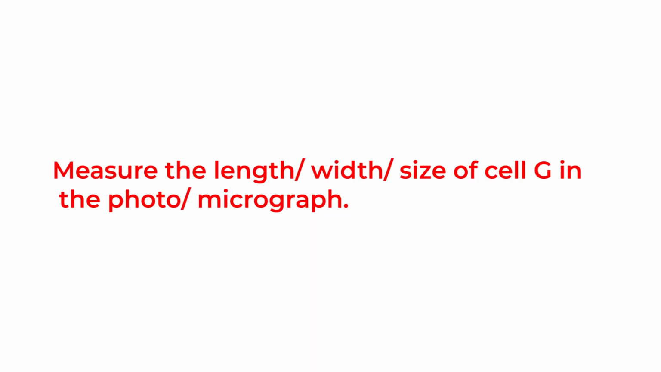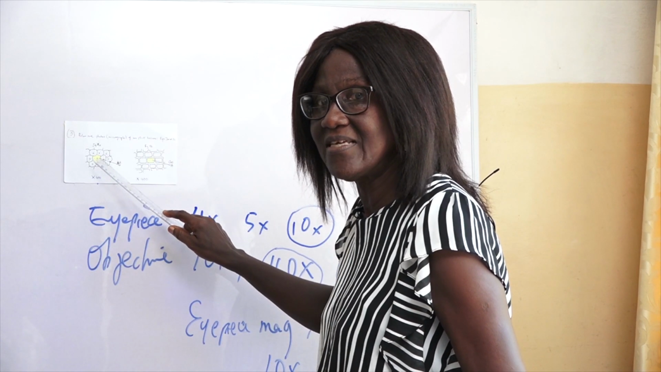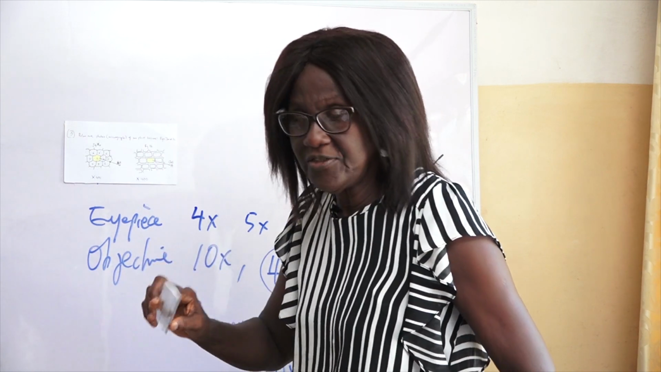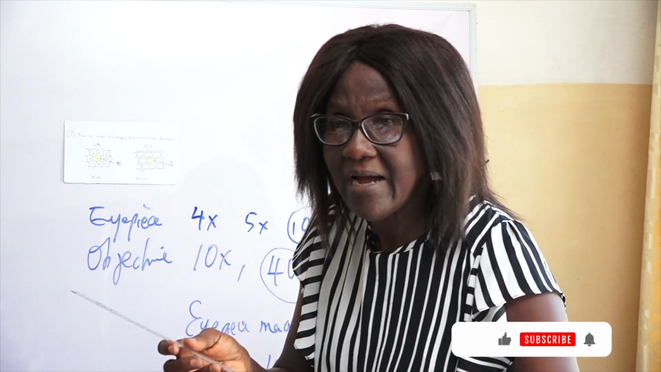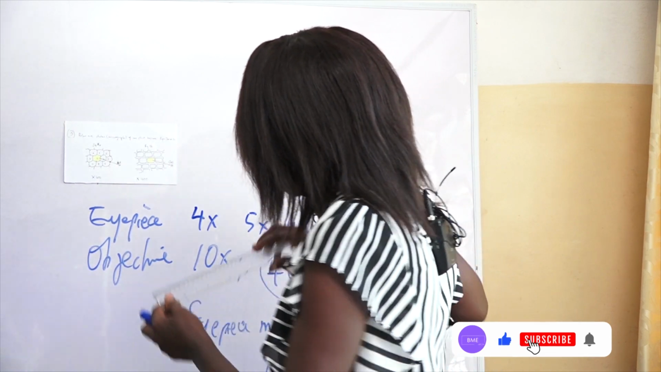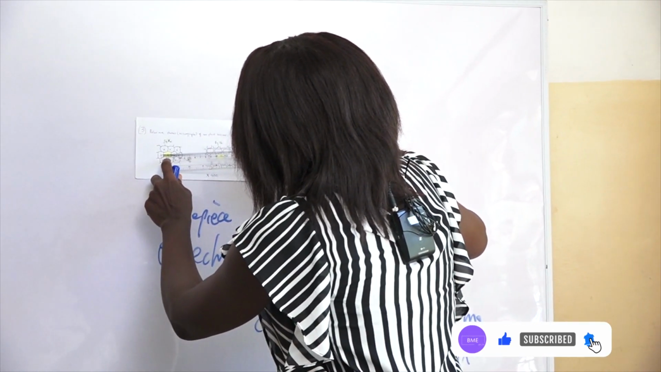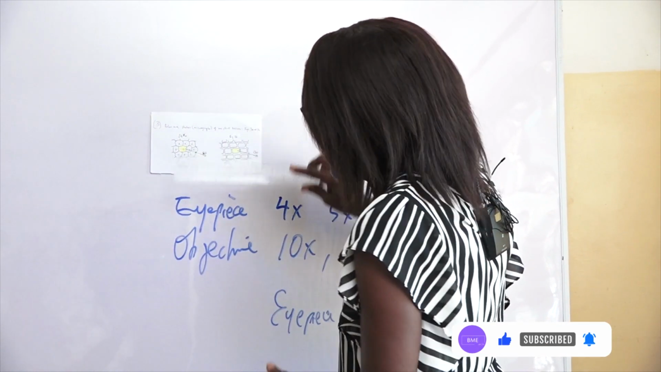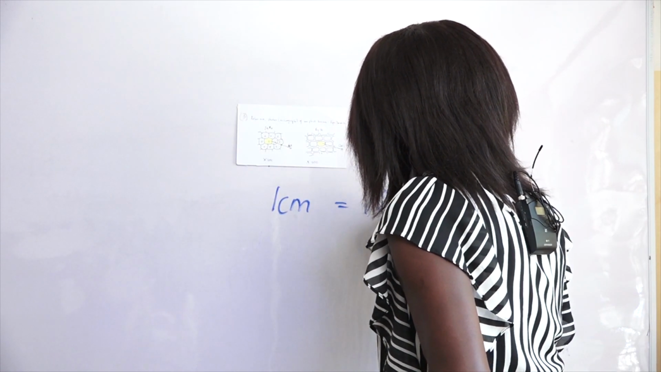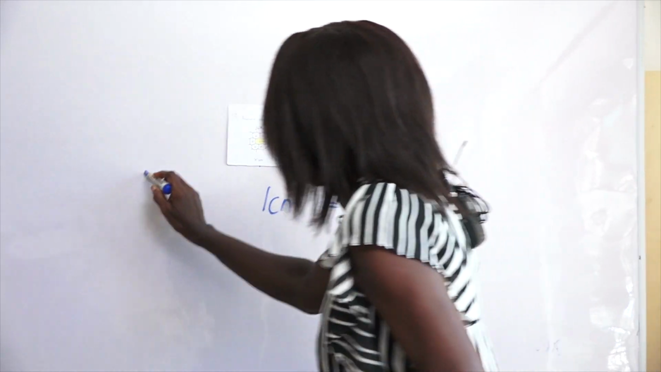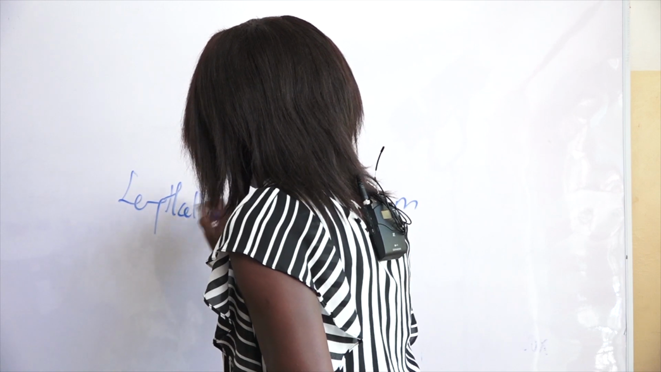The next question is: measure the length of cell G. So what is the length of cell G? Now, you are going to use your ruler to measure the length. And when you measure the length, it's 1 centimeter. We can also say it's 10 millimeters. That is the length of cell G.